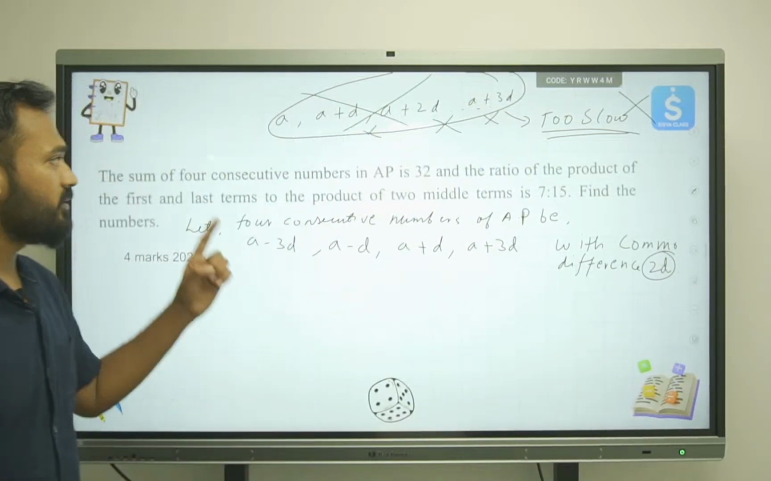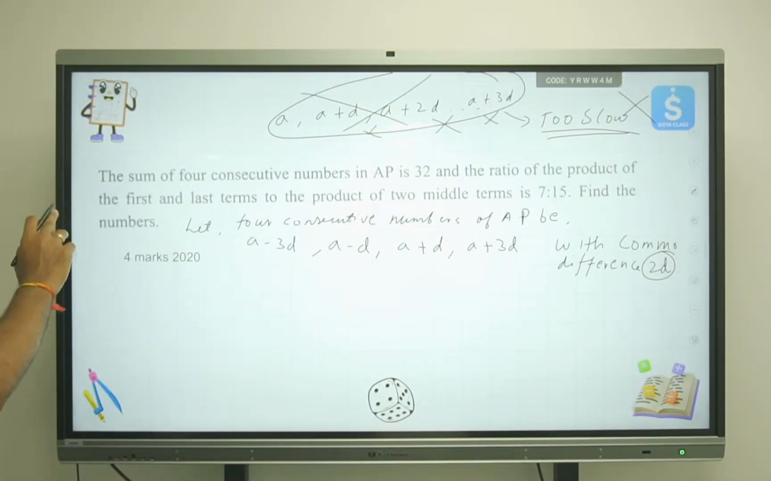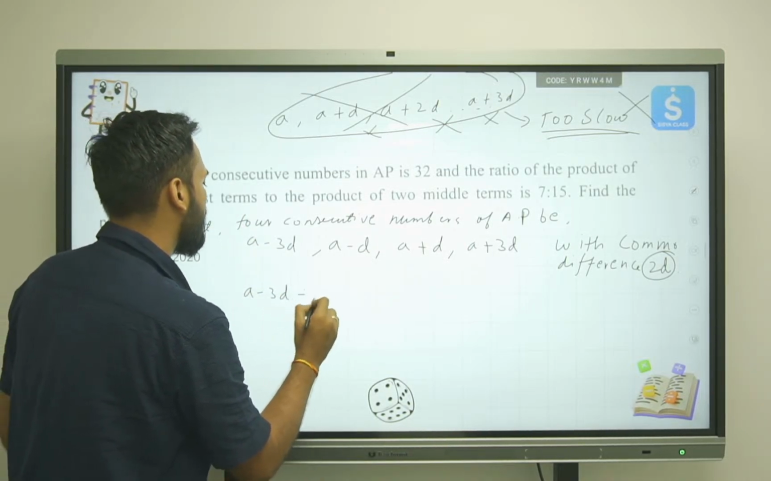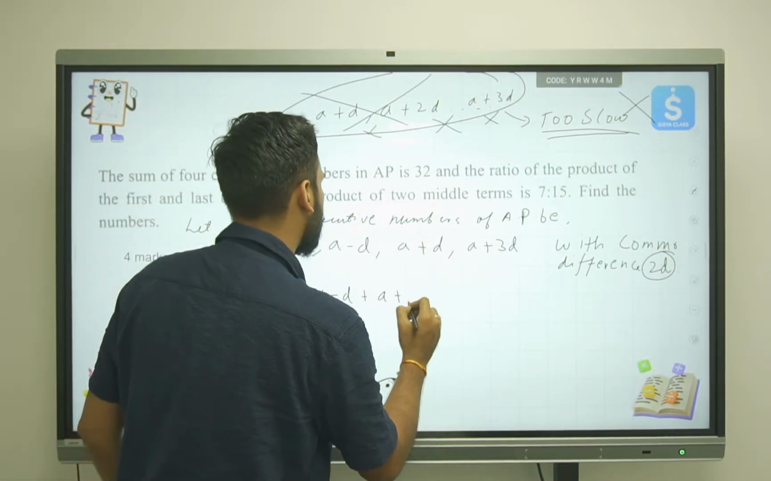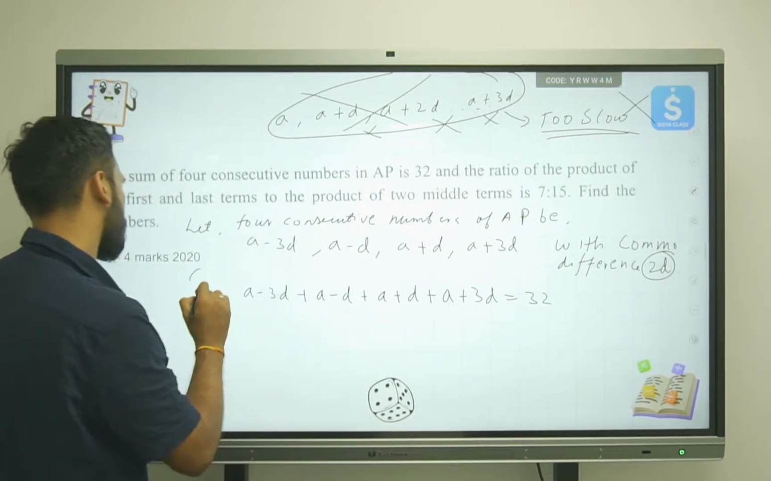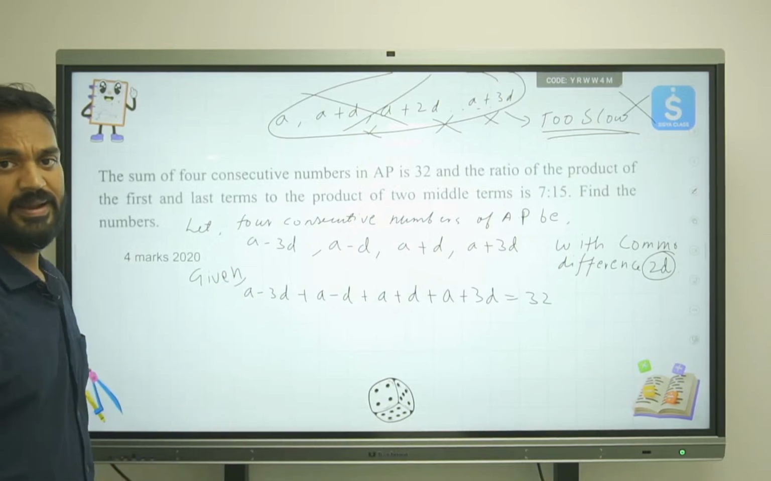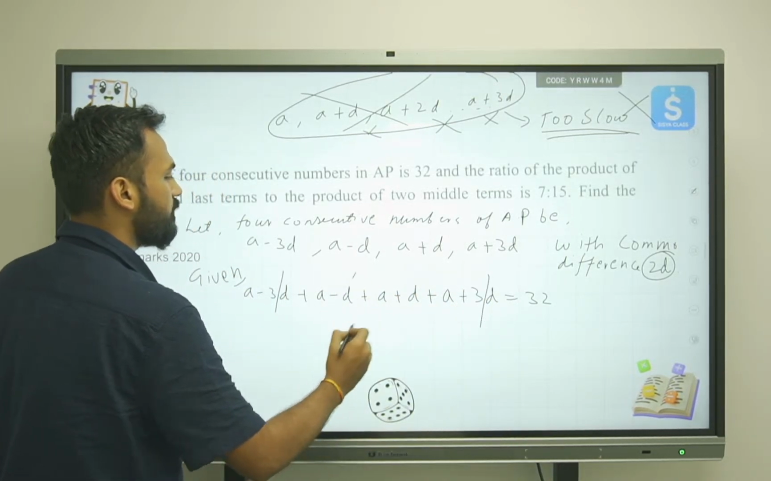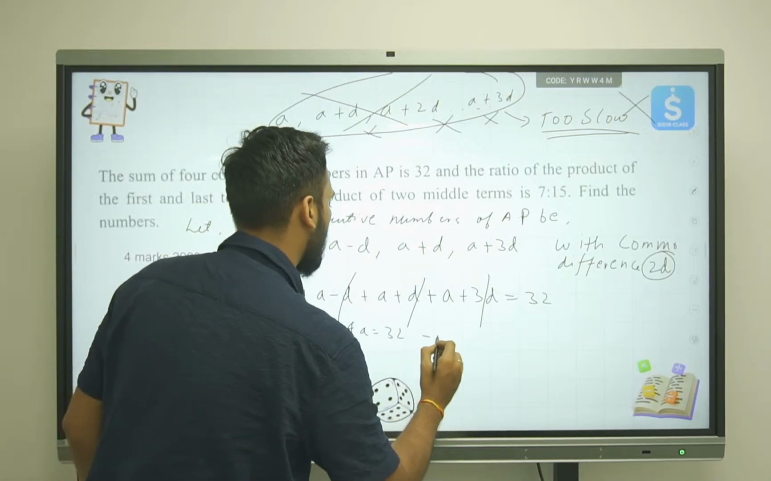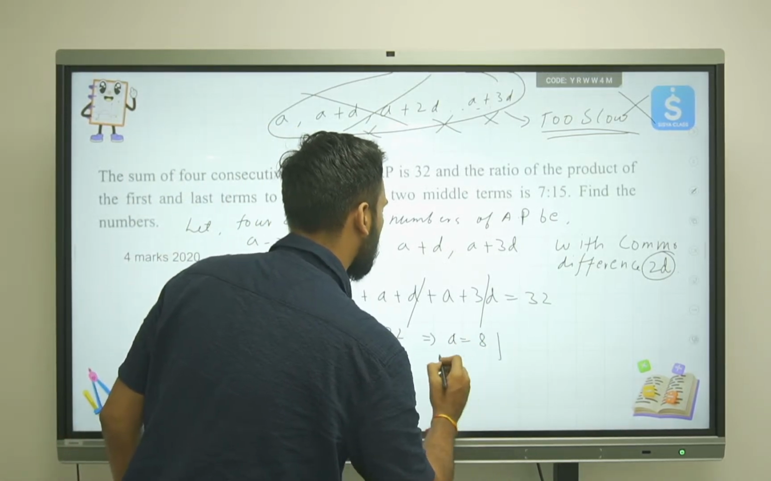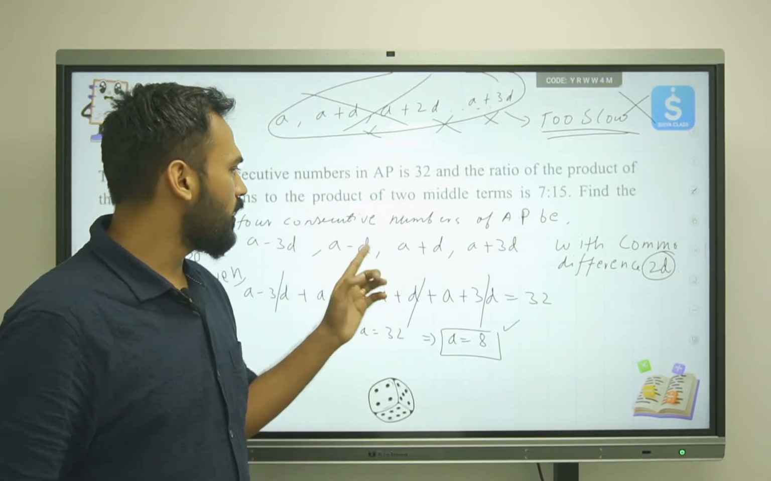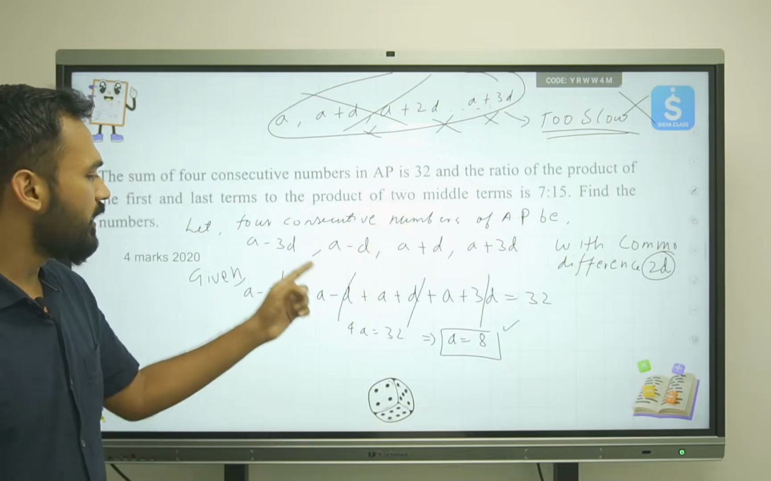Clear? Now what is the first information given to us? Sum of 4 consecutive numbers is 32. So A minus 3D plus A minus D plus A plus D plus A plus 3D is equal to 32, given. Correct? The 3D will get cancelled, minus D plus D will get cancelled, 4A equals 32, A comes out to be 8. Directly you got A is 8.